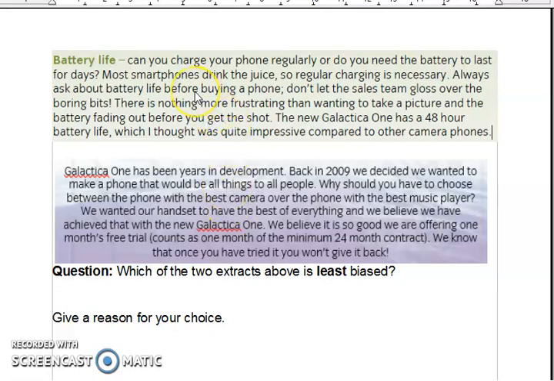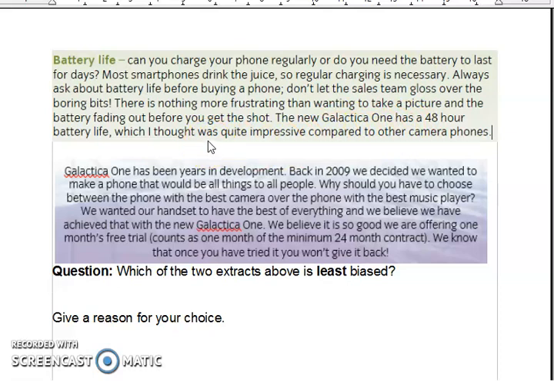However, if we compare this to the first source in green, it's giving you a bit more information, and it's giving you both sides. It's saying, yes, smartphones are good, but they drink the juice, in this case being in battery life, so regular charging is necessary. It also says, always ask about battery life before buying a phone. So it's highlighting a potential negative of this mobile phone. It gives both sides of the story as well, because then it goes on to talk about the new phone, which has got a 48-hour battery life, which they think is impressive compared to other camera phones.